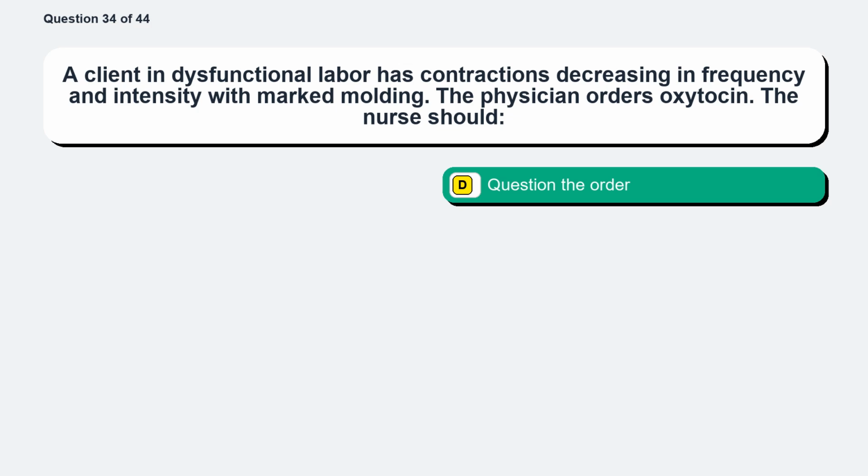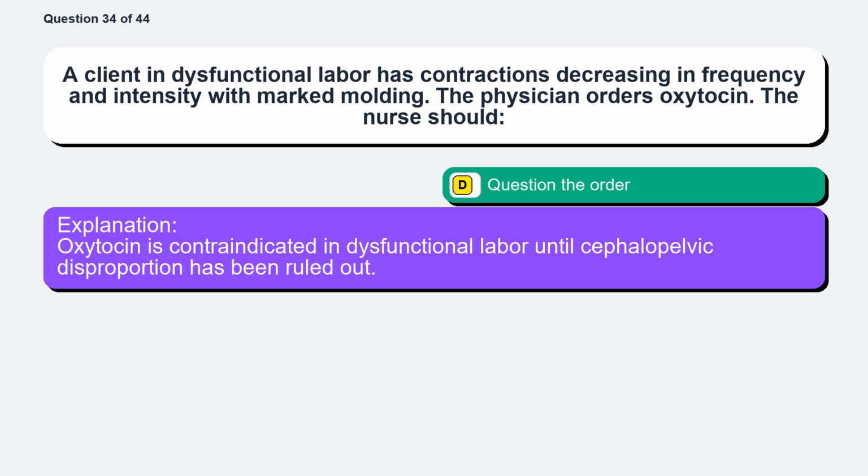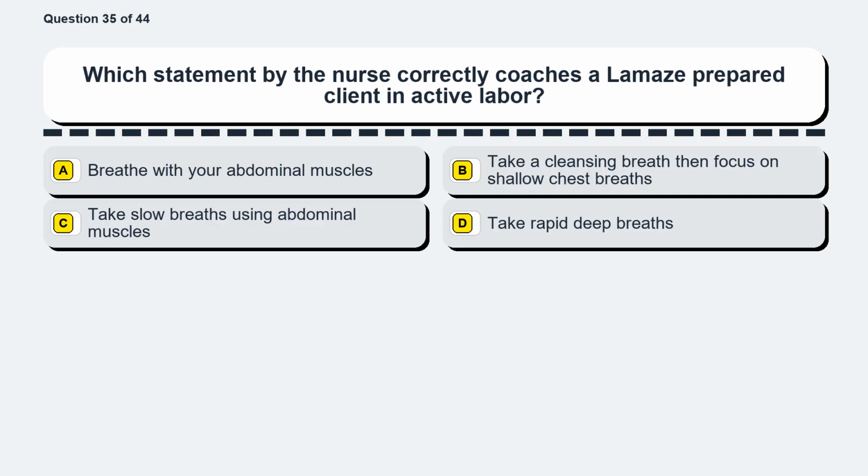The correct answer is option D, question the order. Oxytocin is contraindicated in dysfunctional labor until cephalopelvic disproportion has been ruled out. Question 35. Which statement by the nurse correctly coaches a Lamaze-prepared client in active labor?